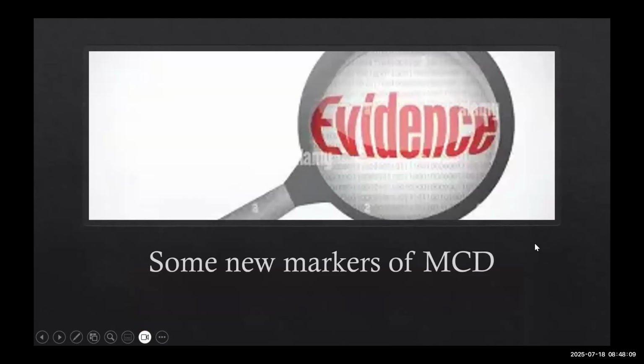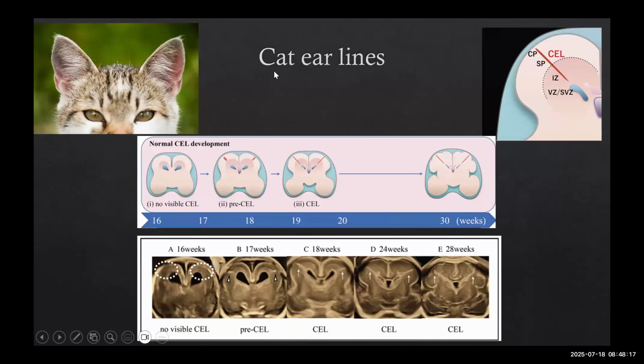So there are some new markers for the detection of MCD. However, these are not yet standardized and need more evidence. First is the cat-ear lines. Cat-ear lines are hyperechogenic lines that can be seen as a continuous line through the subplate and the intermediate zone. Here is the image of the ventricle. Here is the subventricular zone, intermediate zone, and the subplate and cortical plate. So it is a continuous line in the subplate and the intermediate zone.